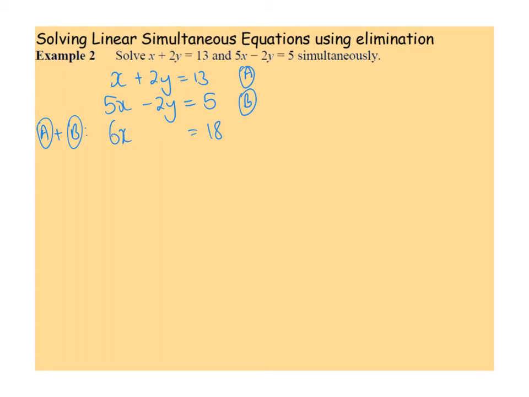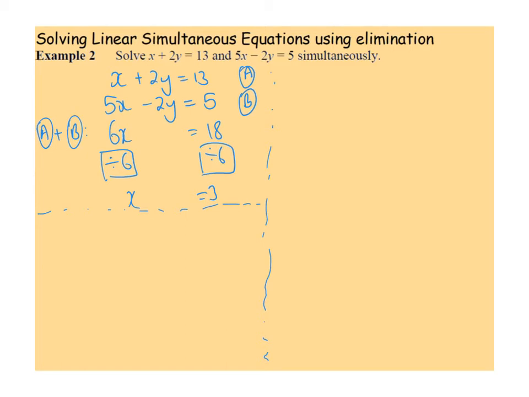And to make x the subject, I just need to divide both sides by 6. And I get x equals 3. And now I can substitute that into either equation. This time I'm going to sub it into a, because there's two reasons for that. One is that in equation b, I would have to multiply x by 5, and also equation a has only addition, whereas equation b has subtraction.